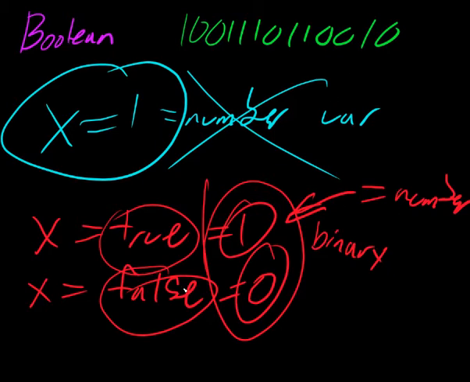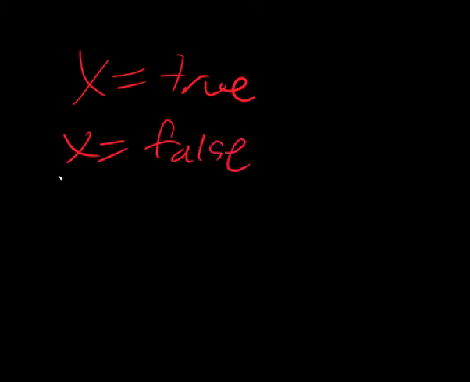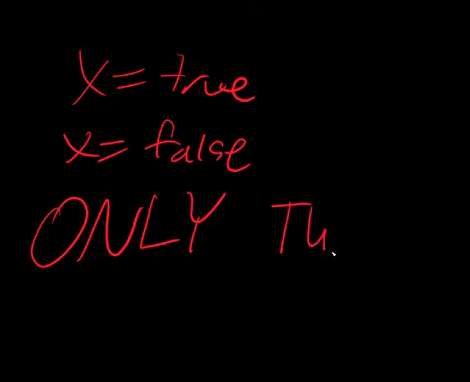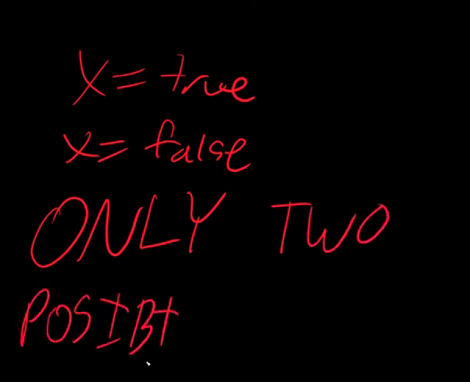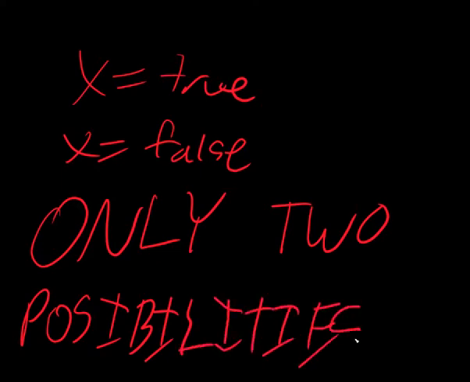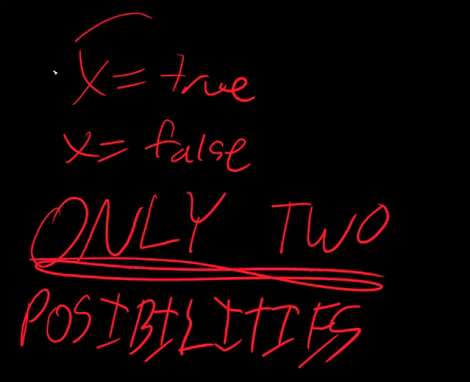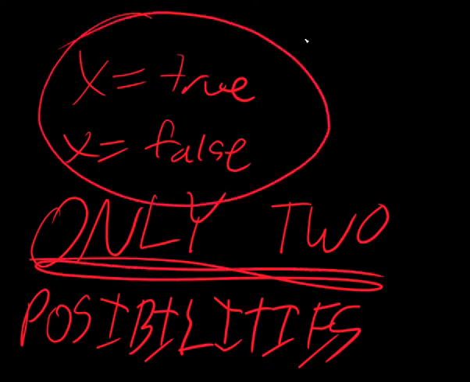So that is what a Boolean is. A Boolean could be x is equal to true or x is equal to false. Only two possibilities. There's only two possibilities for x. So just remember that.